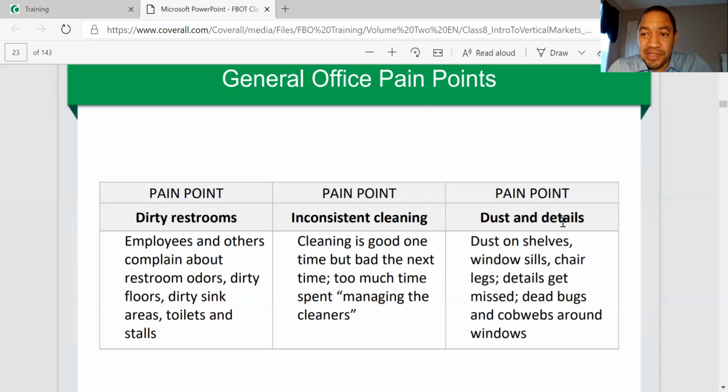Another pain point could be dust and details. I hear this a lot. Heard it this week. You come into the building, there's dust on the shelves. We clean it 3 times a week. Why is it still dusty? Well, dust can develop on window sills and chair legs, and details like that get missed sometimes. Sometimes it's just dead bugs caught behind the door frame, the door itself, or in the corners, cobwebs in the windows, things like that.